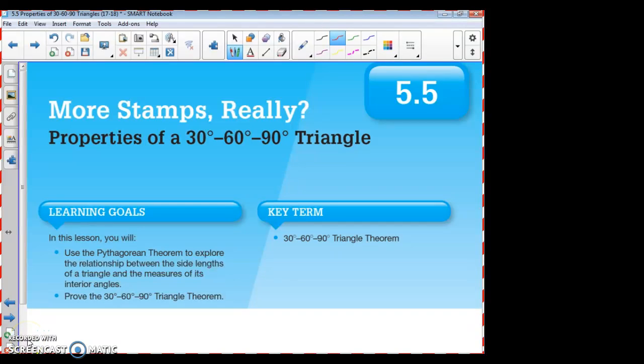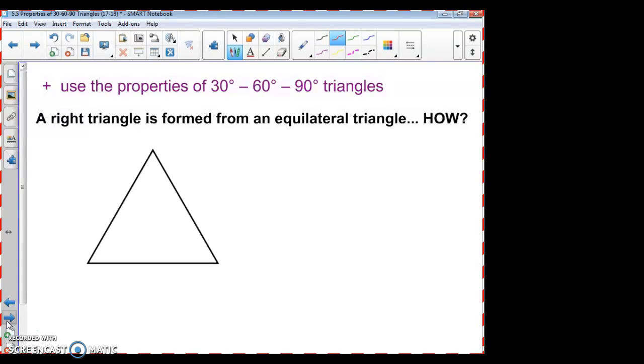So today we're going to continue our investigation of properties of right triangles. Specifically, we're going to look at what we call 30, 60, 90 triangles, where we have angles that are 30, 60, 90. Our main ideas are to explore the relationships of the side lengths and angle measures, specifically in a 30, 60, 90 triangle.